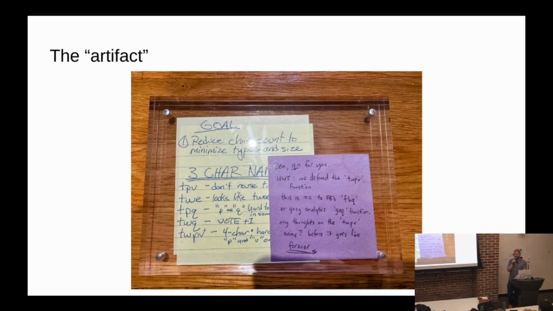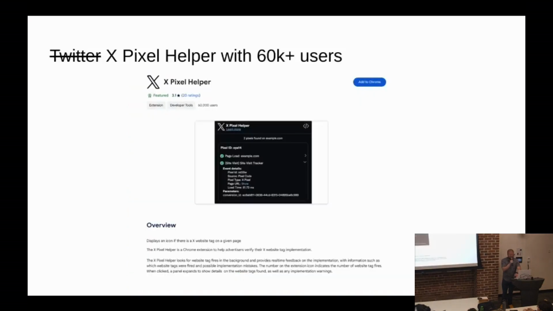So I saved this, because this was a huge impact moment for me. I love reminiscing about it, and it happened between me and an engineer, and we made a decision that materially affected thousands of people. I looked up, I was like, I wonder if that Twitter pixel helper is still in the Chrome store. It sure is. It has 60,000 users on it. They've rebranded it, of course, but I'm glad to see it still lives on.